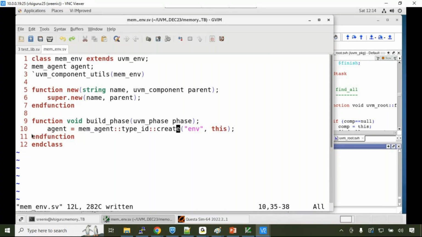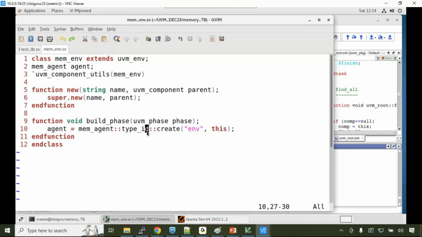Instead of using new, we have to use this. See, in SystemVerilog, this whole thing was replaced with new, right? You may think this is easier, right? But as you go forward, you will see that it has more advantages. We are creating agent from the factory definition.